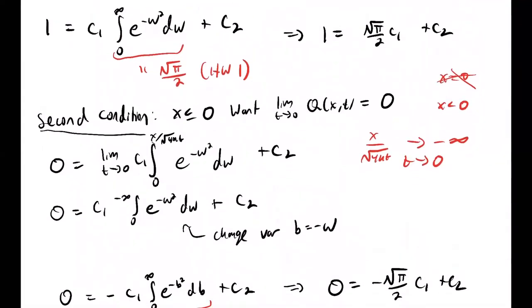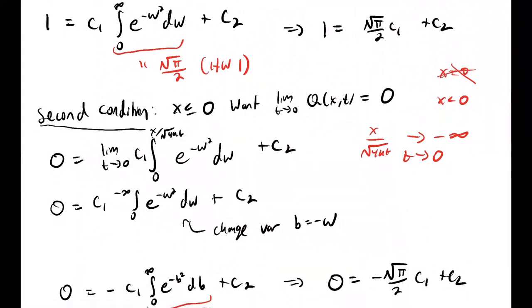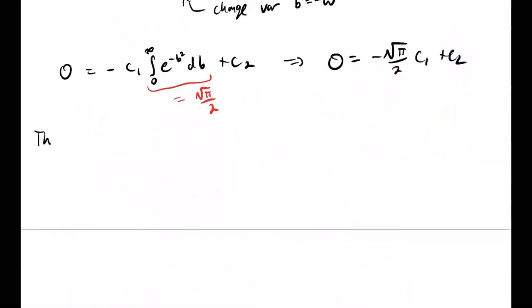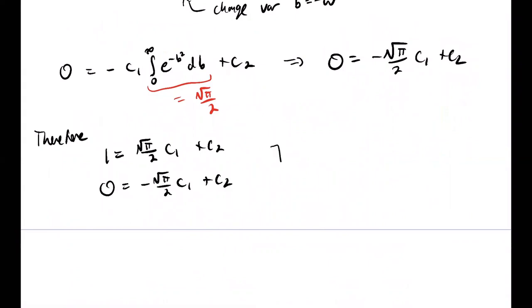And so now what do I have? I have two different linear equations in c1 and c2. As everyone remembers from algebra, hopefully you can solve for c1 and c2 once you have two linear equations. Just to recap, we have 1 is square root of pi over 2 times c1 plus c2, and 0 is negative square root of pi over 2 times c1 plus c2. And you can solve this.